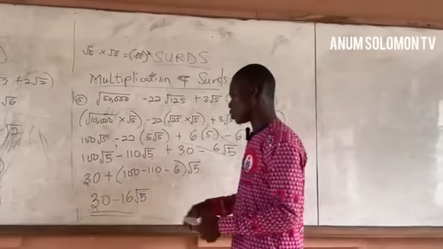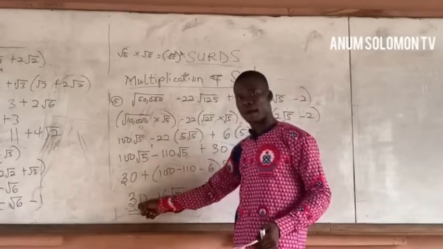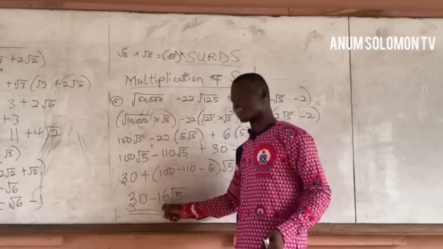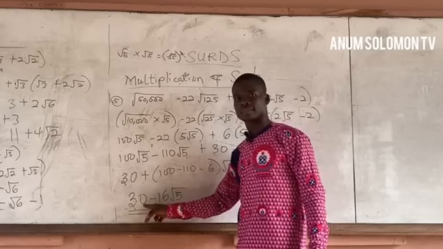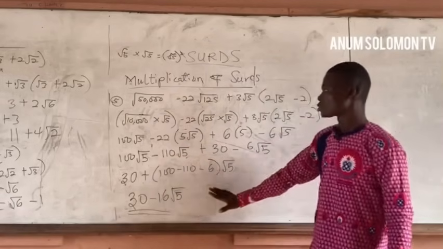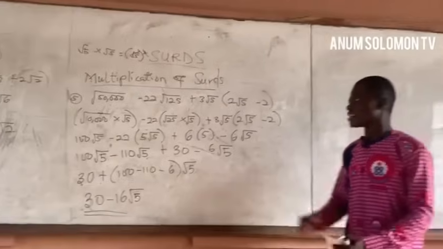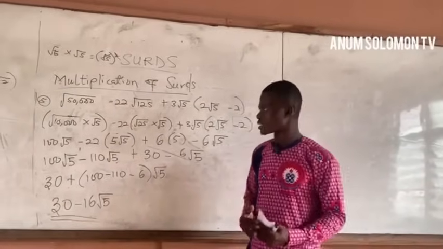You cannot add or subtract because there's no surd here. This is a constant number, and this serves as coefficient. So you cannot subtract the 16 from 30. So the correct answer is 30 minus 16 root of 5. And this is how to solve this question.